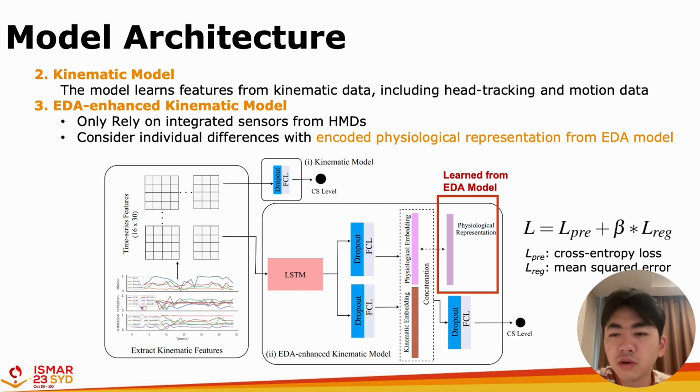On the other hand, the model also learns kinematic embedding using LSTM and feed-forward neural networks. The kinematic embedding is combined with physiological embedding to predict the level of cybersickness. The cross entropy loss between the model's output and the ground truth is also part of the loss function.